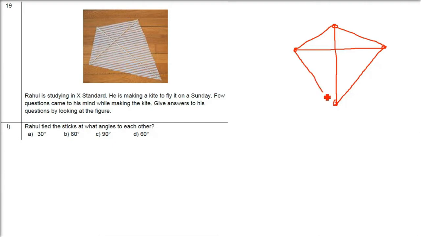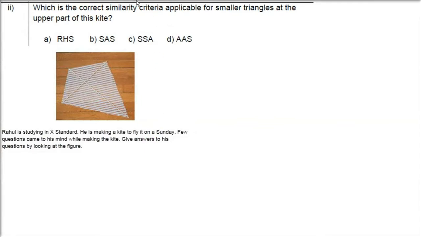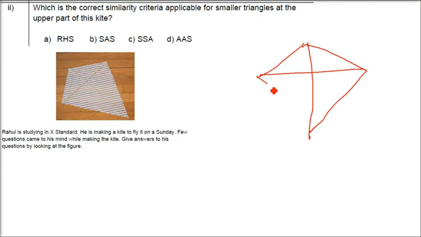You can see from the figure, and we also know, these are 90 degrees. These are the first and second sticks. It has to be 90 degrees. So 90 is the answer here. Coming to the second one: which is the correct similarity criteria applicable for the smaller triangles at the upper part of this kite? First of all, you need to know what is available: angle, side, SSA or RHS.